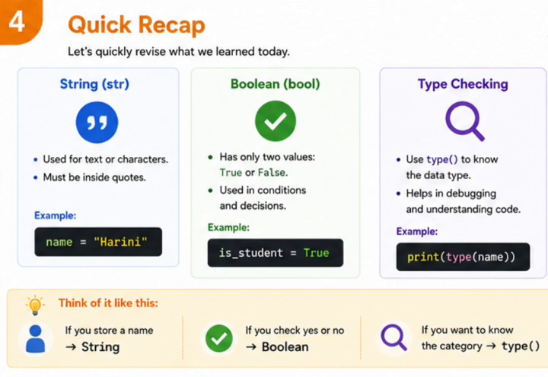And slide 4. Quick recap: string versus boolean versus type checking. Let's do a quick wrap up of everything we have discovered today to lock it into your memory. Strings are for text and they always live inside quotes. Example, name is equal to "Harini". Booleans are for binary decisions, holding only True or False. Example, is_student is equal to True. Type checking is your diagnostic tool, using type to identify the nature of your data.